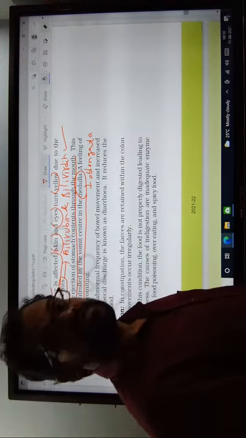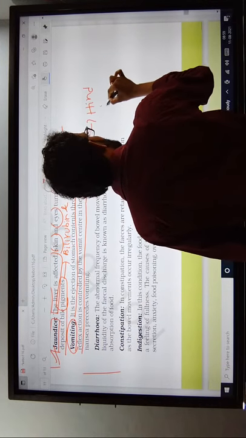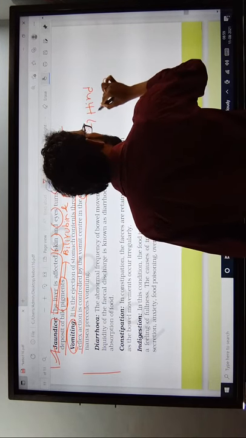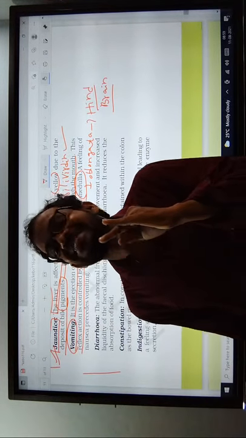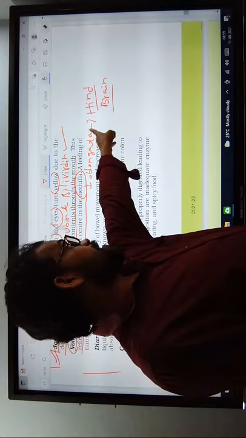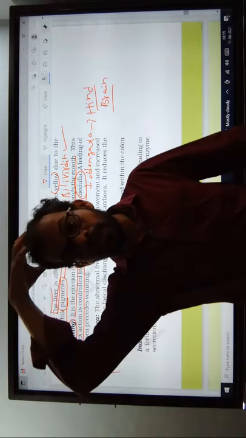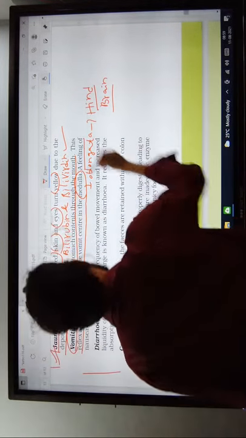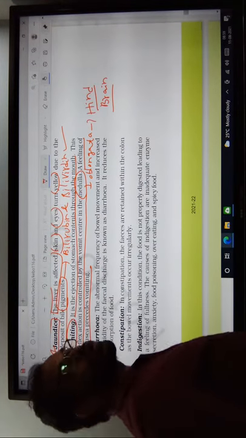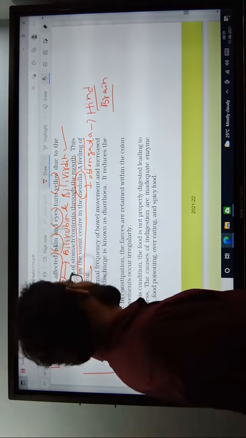The medulla oblongata is part of the hind brain. The hind brain contains the pons varolii, medulla oblongata and cerebellum. The medulla oblongata controls the vomiting center. The feeling before vomiting, the rotation of the eyes, that feeling is known as nausea.